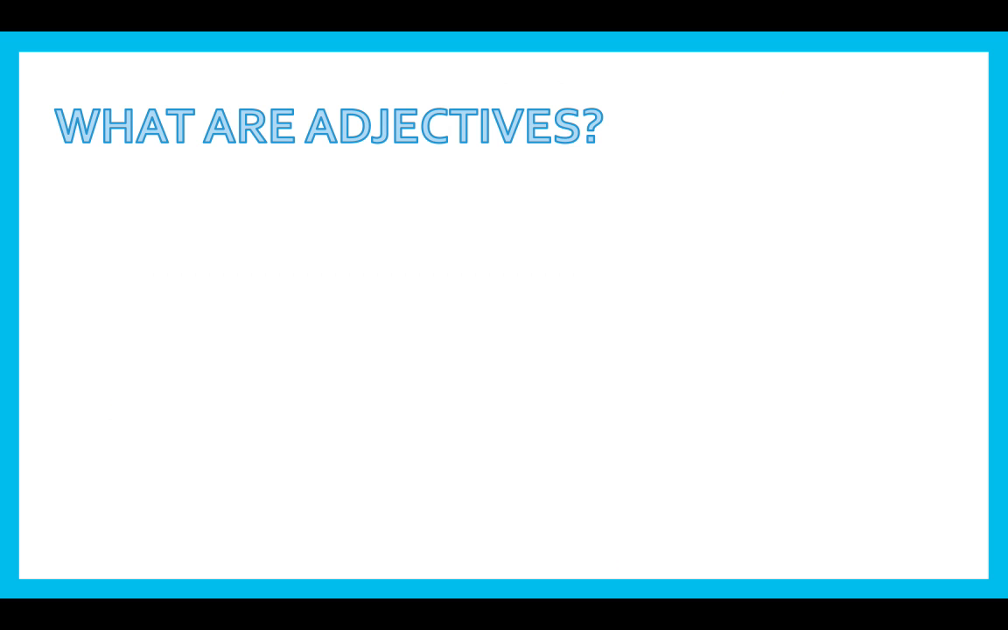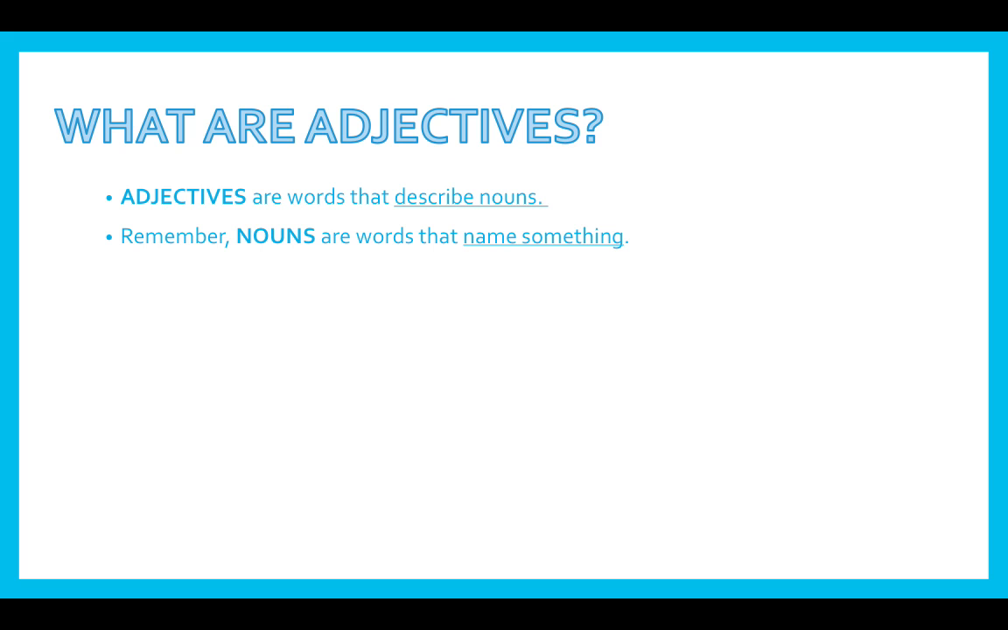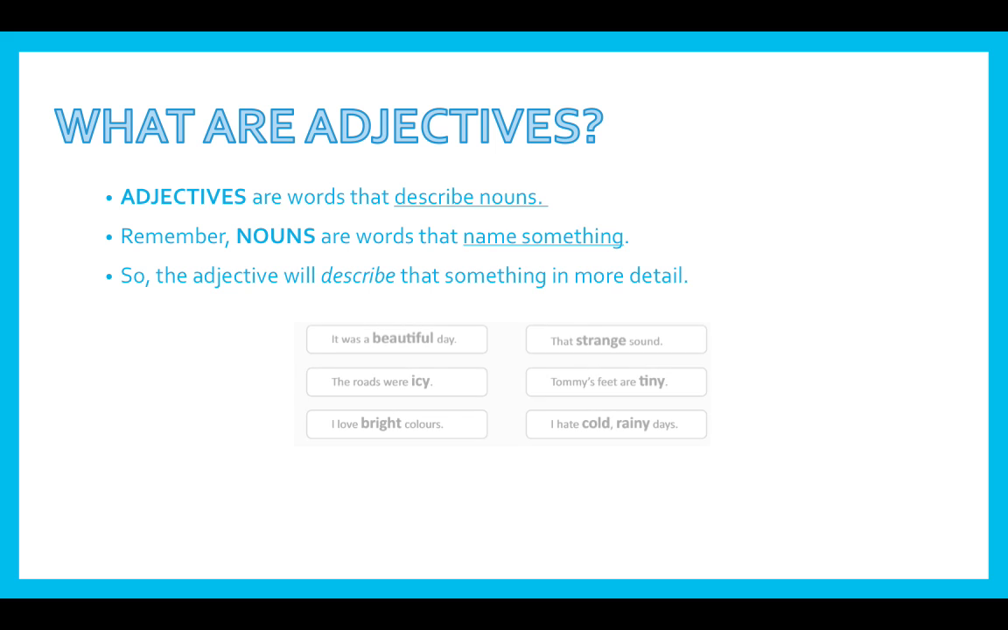So what are adjectives? Adjectives are words that describe nouns, okay? Remember, nouns are words that name something. The adjective will describe that something in more detail. So let's have a look at these few examples. It was a beautiful day. The word beautiful is the adjective because the day is the noun, and beautiful is describing what that day is actually like.